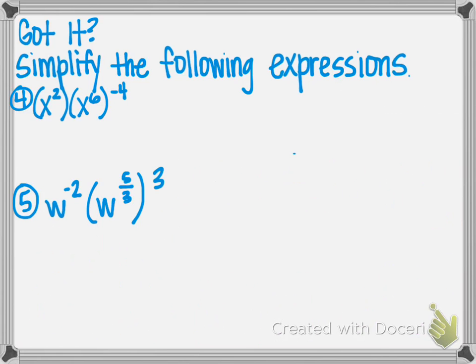Okay? Got it? Number 4 and 5. We've got power of a power, then product of powers. Number 5, power of a power, and then product of powers. Pause it, finish these 2 questions, and get back with me right afterwards.